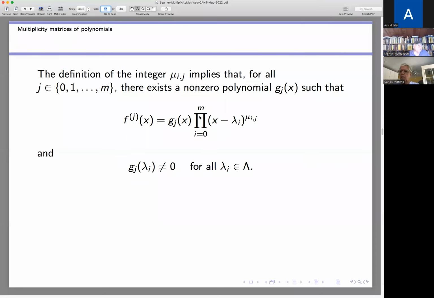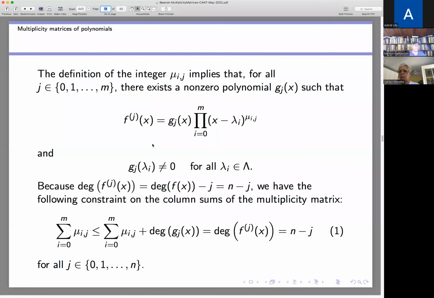And this is exactly right. So I have m plus 1 numbers, lambda 0, lambda 1 to lambda_m. They're distinct numbers. x minus lambda_i is the root of multiplicity mu_ij. So f_j of x factors in exactly this form, where this g_j is non-zero at all of the lambda_i's. And if f has degree n, then the jth derivative has degree n minus j. So the sum of the mu_ij's cannot be bigger than n minus j.